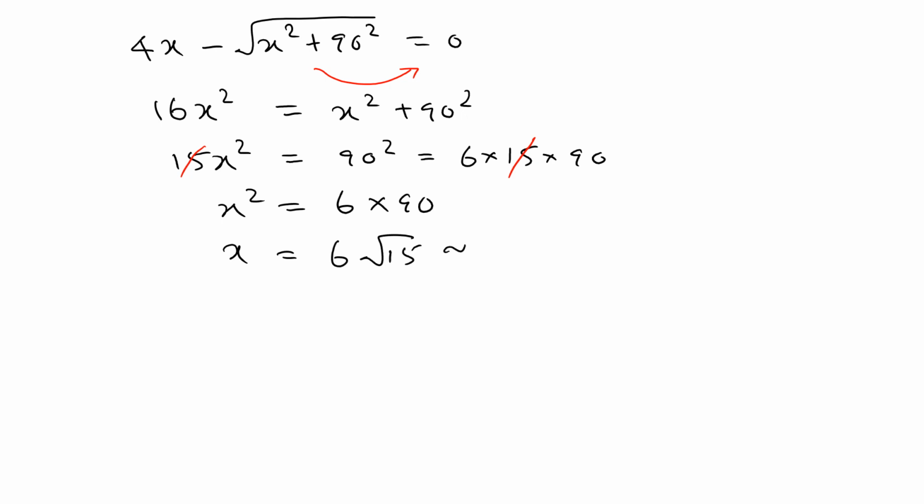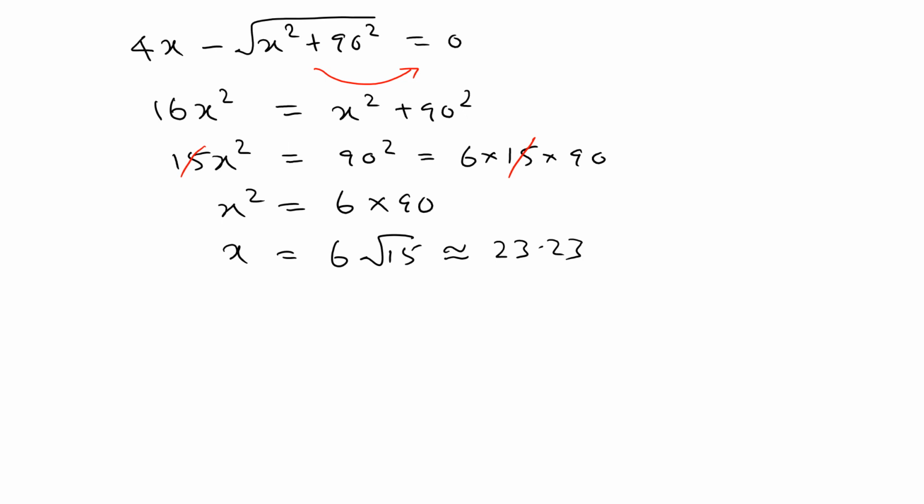So this is approximately 23.23. So that's the x value. That means he's going to run 100 minus x, and then you assume the rest. So we get that value.